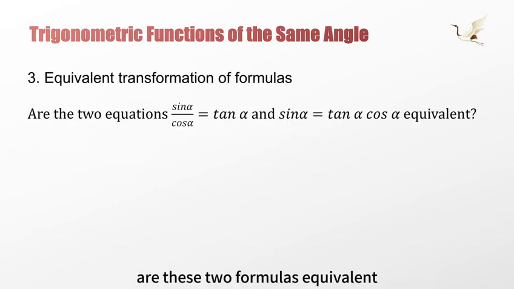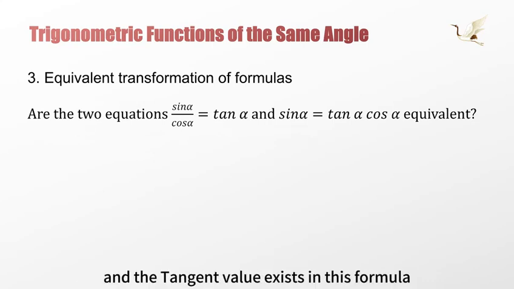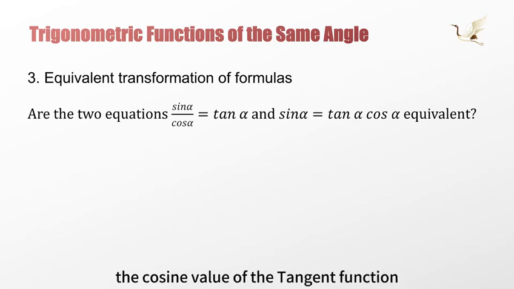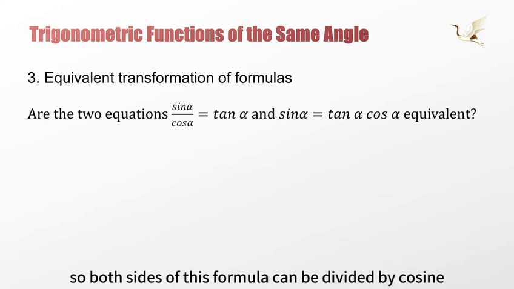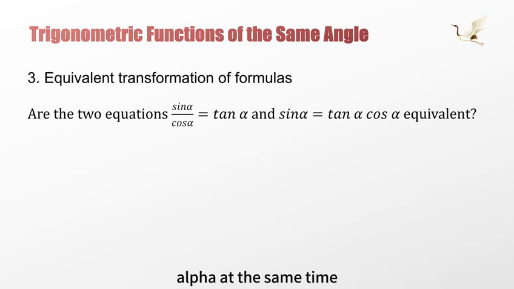Are these two formulas equivalent? As we said just now, if the terminal edge of angle alpha does not coincide with the y-axis, its cosine value is not equal to 0, and the tangent value exists. In this formula, the cosine value must not be equal to 0, so both sides of this formula can be divided by cosine alpha at the same time, and the two formulas are equivalent.